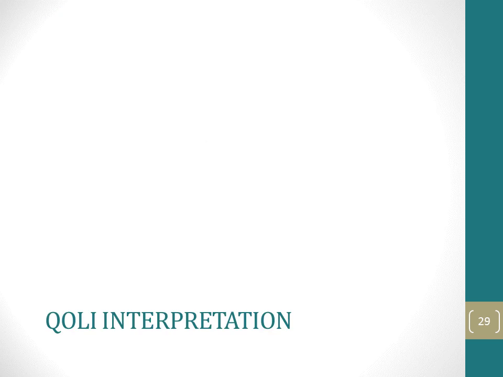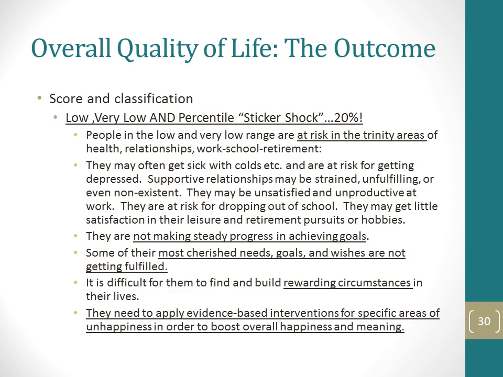Now, how can we interpret a QOLI score, colleagues? Well, there are these four categories of low, very low, average, and high. Taking the low end for a minute, this is often where clients will start. We have a certain set of interpretations associated with that. And this actually was the feedback that Cliff Dancing got. So she was told, you're in the very low area of quality of life.